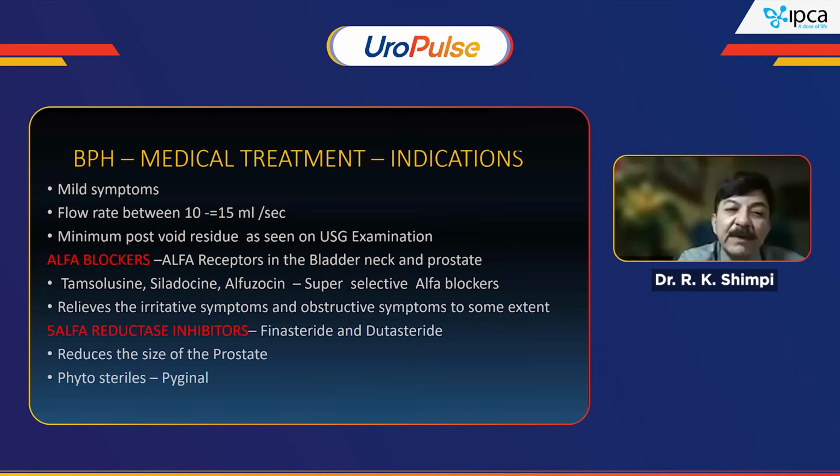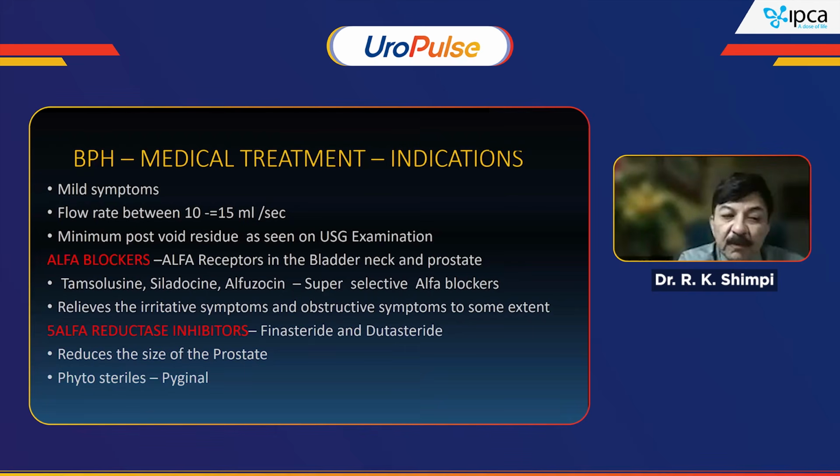So if you have any alpha blockers like tamsulosin, silodosin, alfuzosin, which are super selective alpha blockers, because alpha receptors are also present on the blood vessels, but these drugs mainly act, like 90% of them will act, on the bladder neck and prostatic tissue. So this relieves the irritative symptoms and the obstructive symptoms to some extent.